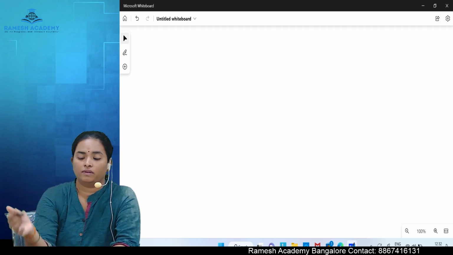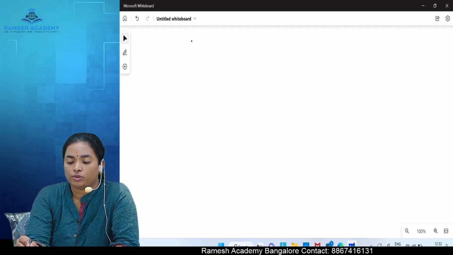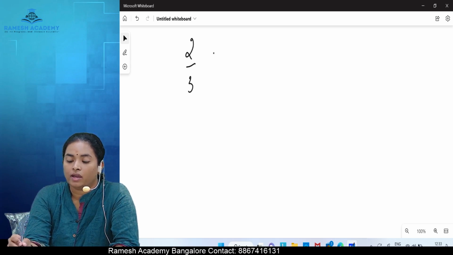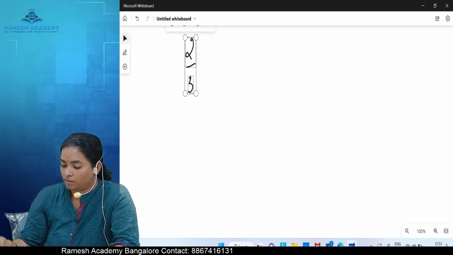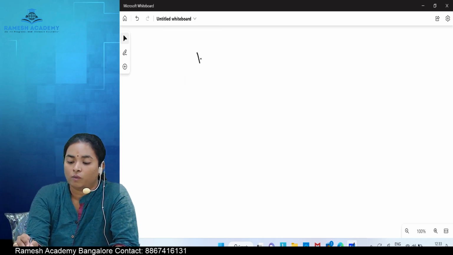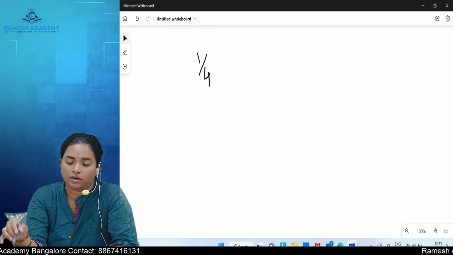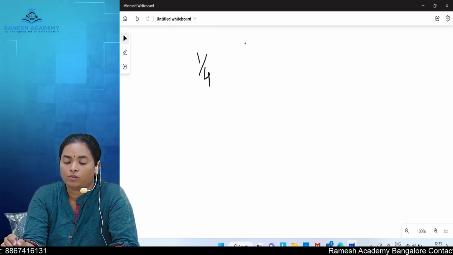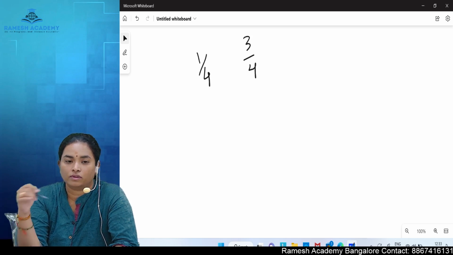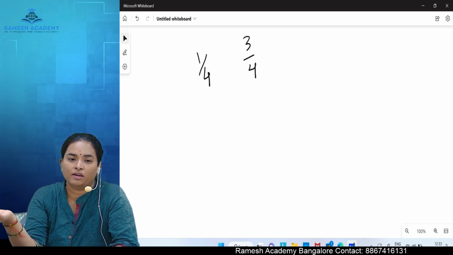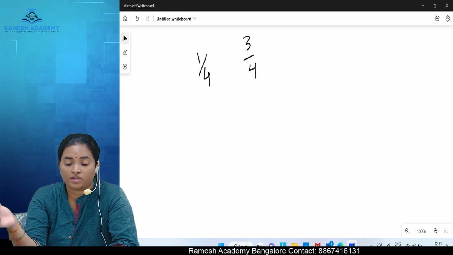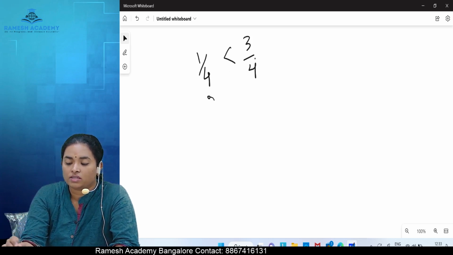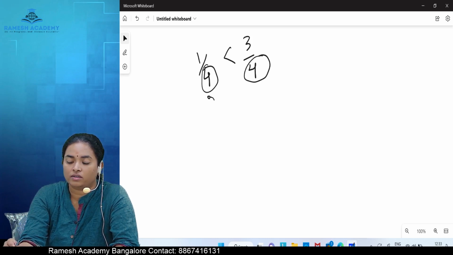Now let me give another example. Now suppose you have 1/4, the simple one you guys know. What is this? It's a quarter. We call it 25%. And one more I have, 3/4. In this, which one is bigger? Just 75% is greater than 25%. So this is having the denominator the same.